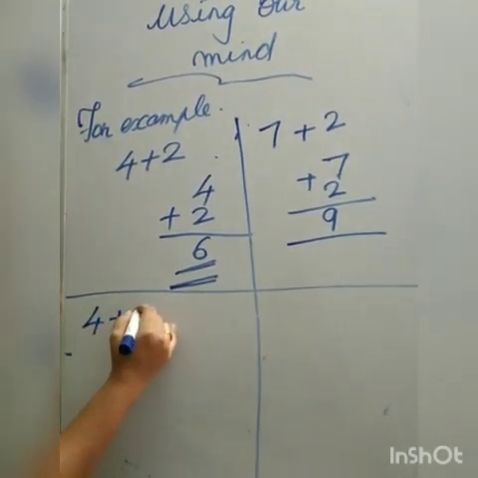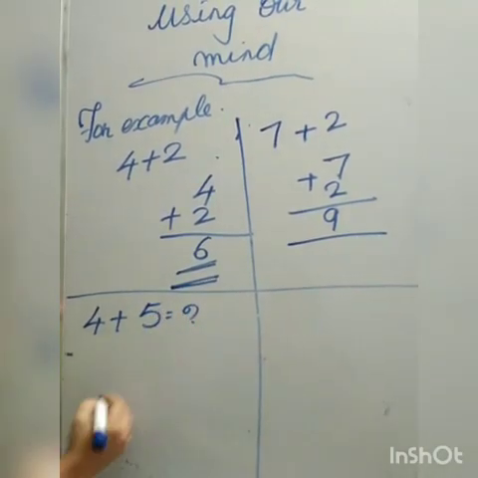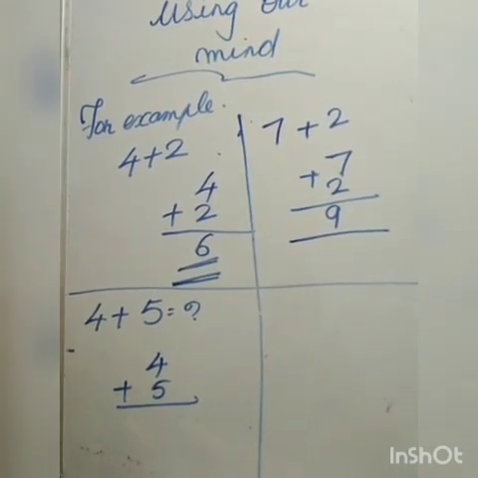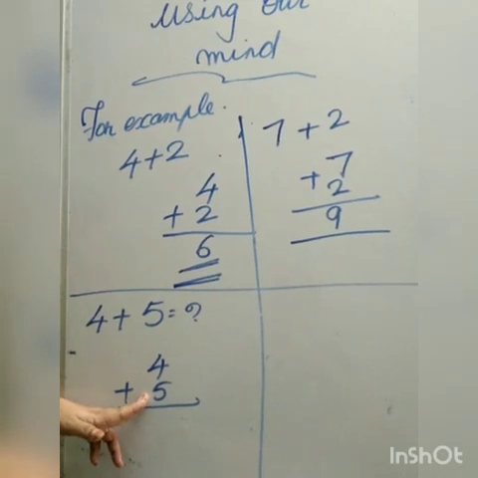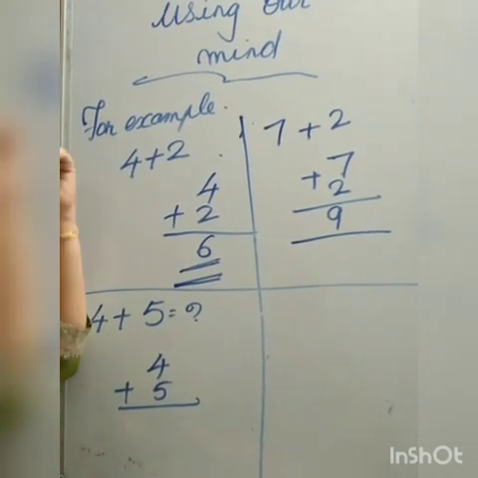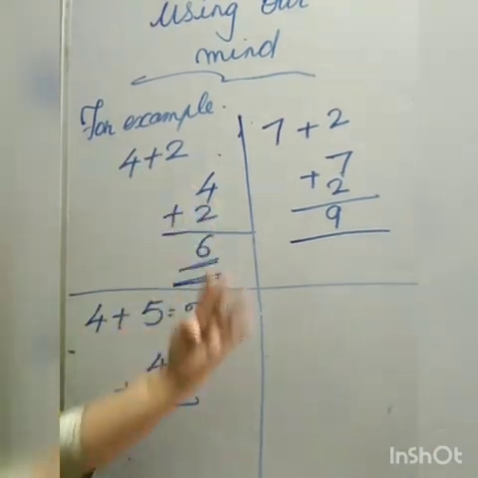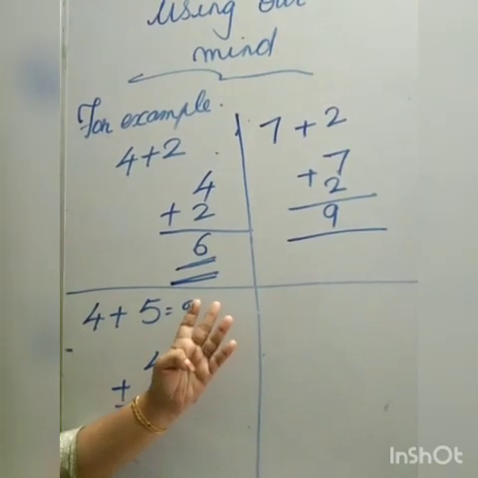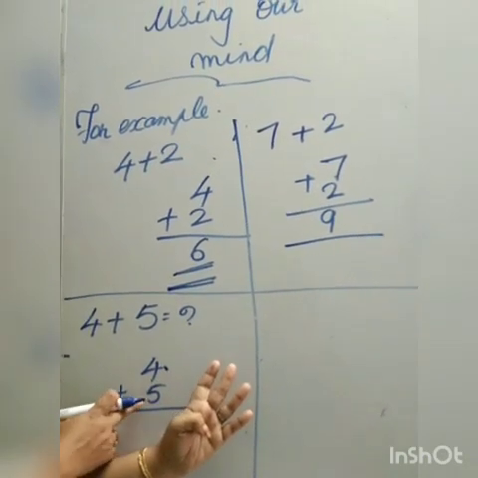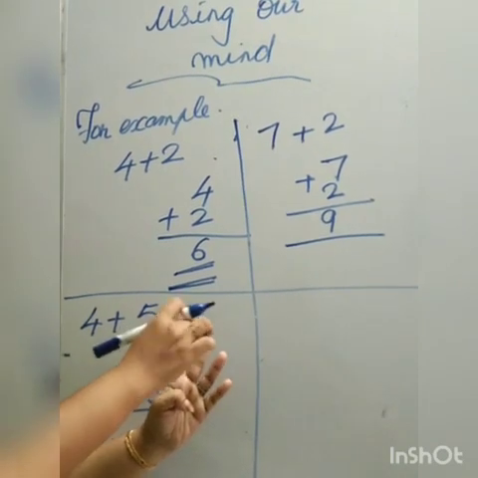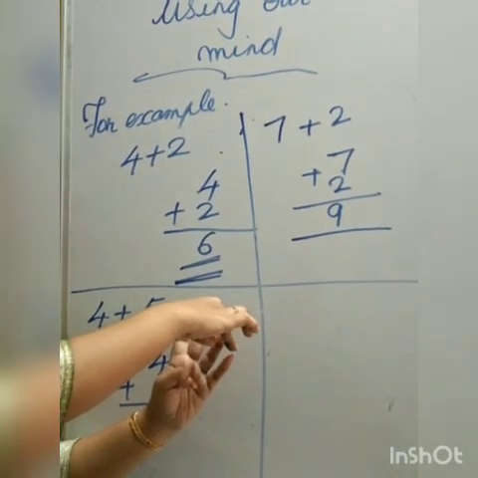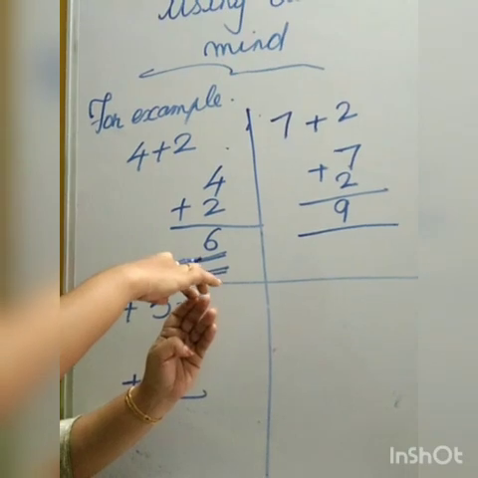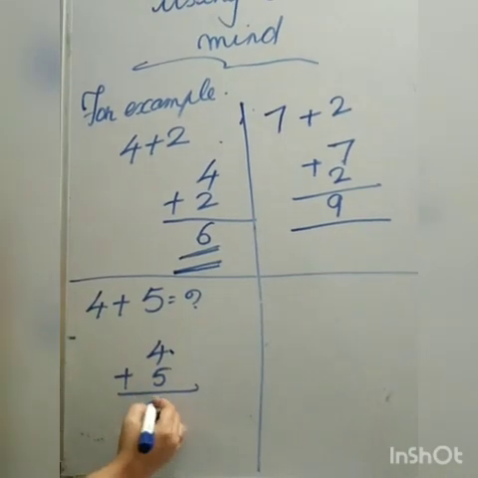4 plus 5 is equal to what? Here which is the biggest number? 5 is the biggest number. So keep 5 in your mind and take out the next number. Next number is 4. Take out 4 in your finger. Which number we kept in mind? 5. Right? So we count after 5. After 5, 6, 7, 8, 9. What is the answer I got here? 9.